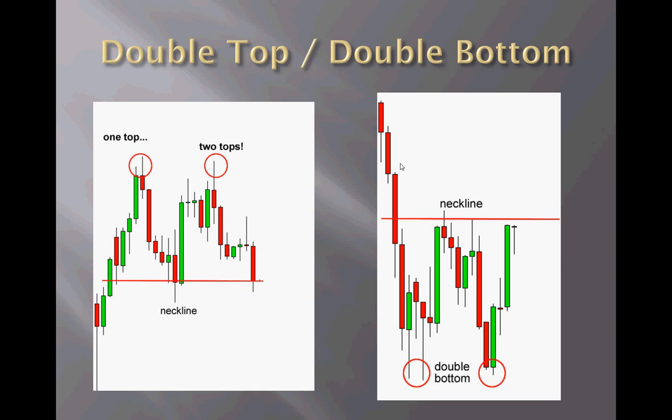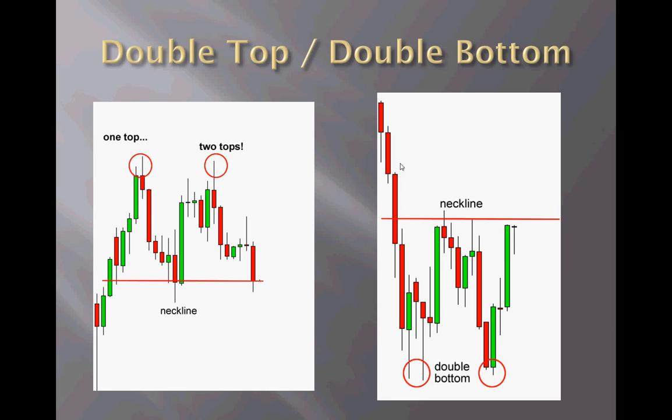In the left image, you can see the two peaks or tops were formed after a strong move up. Notice how the second top was not able to break the high of the first top. This is a strong sign that a reversal is going to occur because it's telling us that buying pressure is just about finished. Double bottoms, the right image, are formed in just the opposite direction and formed during a downtrend market.